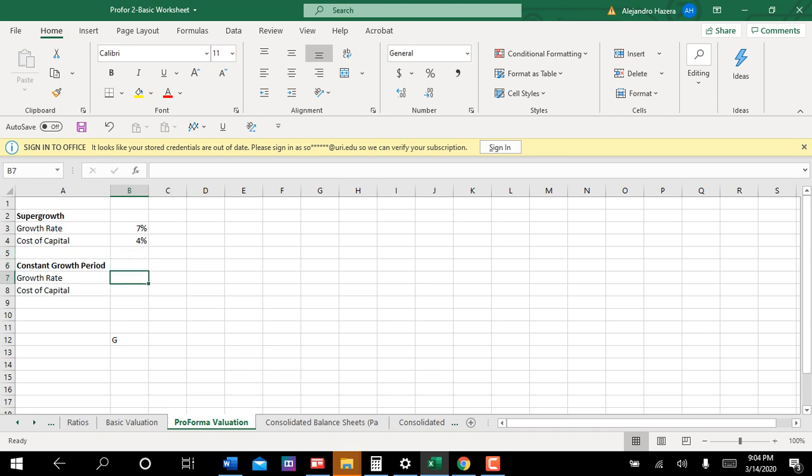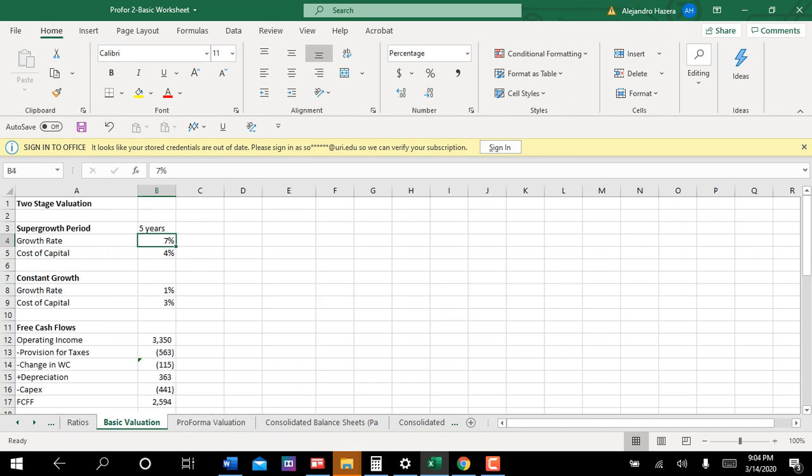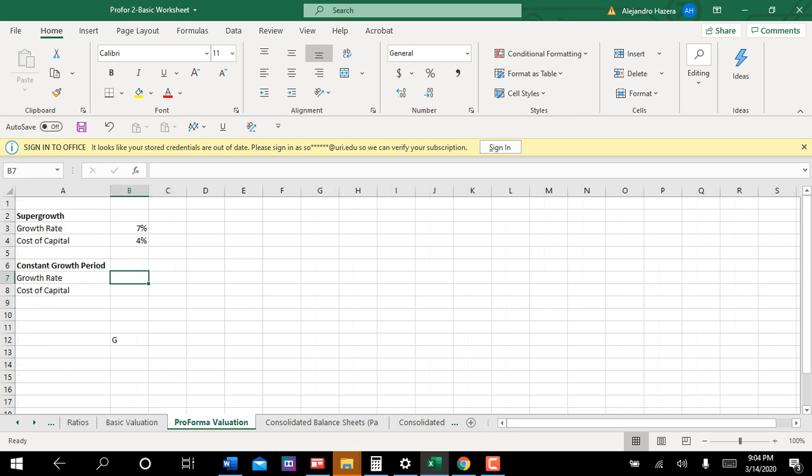Now, just going back to recall, in the basic valuation, we used a constant growth rate of 1% for the terminal period, the constant growth period. We used a growth rate of 1% and a cost of capital of 3%. So I'm just going to do the same thing. We'll use a 1% growth rate and a 3% cost of capital. Of course, with these models, you build a model and then you change it as you go along. That's what the analysts do. So we're just starting to use these numbers as general placeholders.